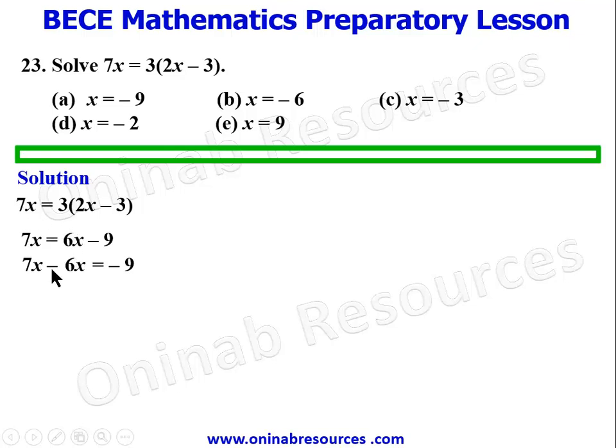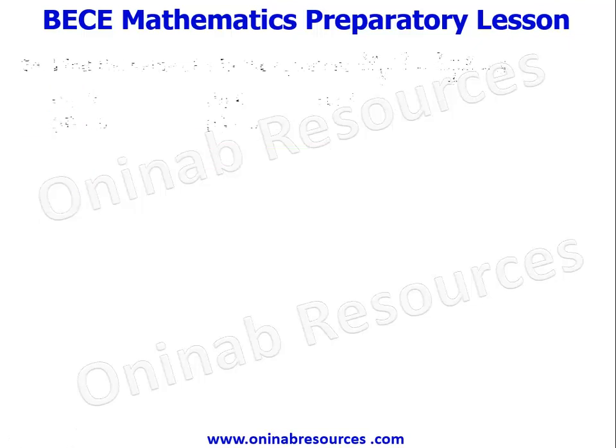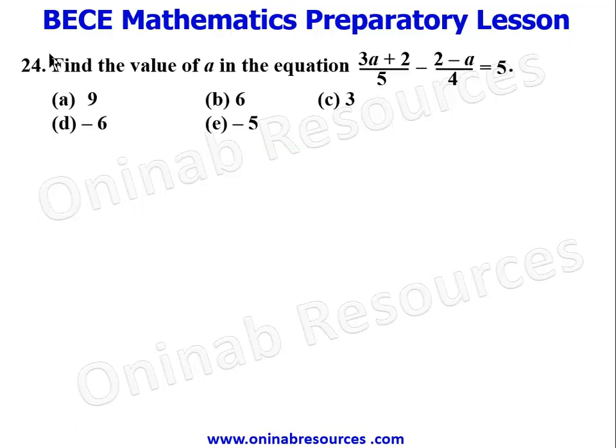Bringing this 6x to the left hand side, it changes to negative. So that will give us x is equal to negative 9. 7x minus 6x is x, equal to negative 9. And that is option A. That's the end of solution to problem 23. We go to problem 24.